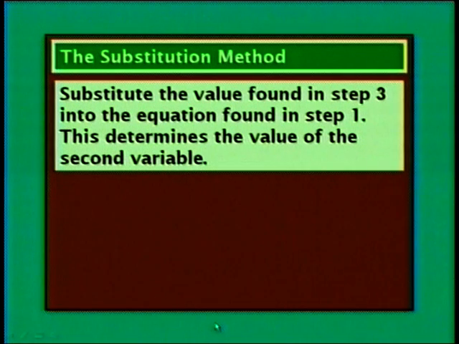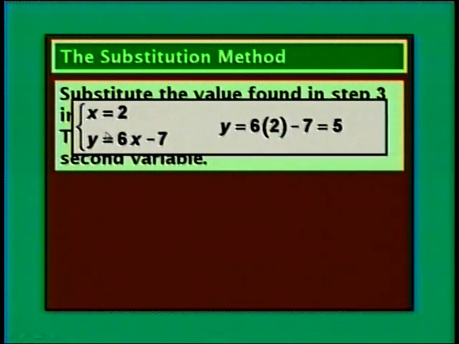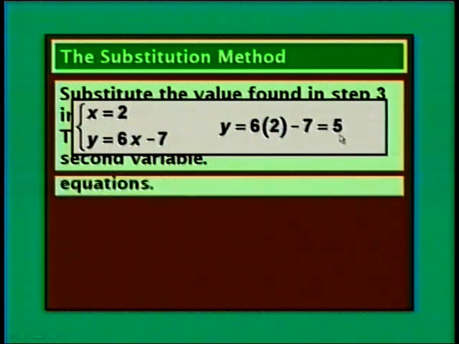So what we need to do next is substitute the value found in step 3 into the equation found in step 1. This determines the value of the second variable. So I saw that x = 2. I knew from the second equation in the original system that the y-coordinate is 6 times the x-coordinate minus 7, so the y-coordinate of our solution is 6 times 2 minus 7, which is 5.